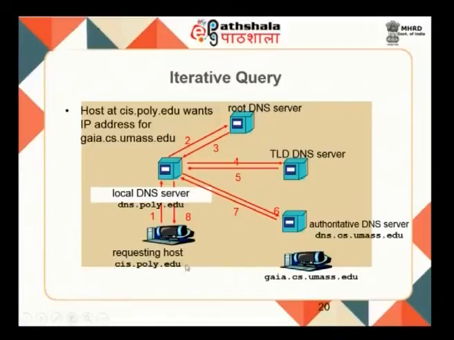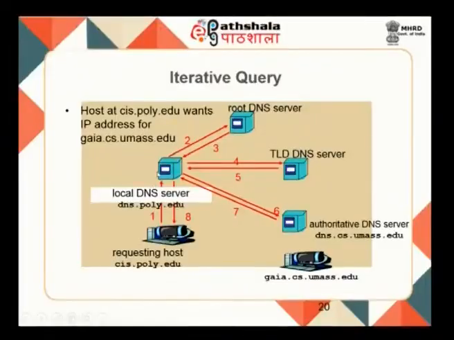This is our requesting host, which is sending a request for cis.poly.edu. Where will this send it? It will send it to the local DNS server. So this is the first request: the requesting host contacts the local DNS server. Now, let us assume the local DNS server does not have the information for this. So what will the local DNS server do? It will contact the root DNS server.